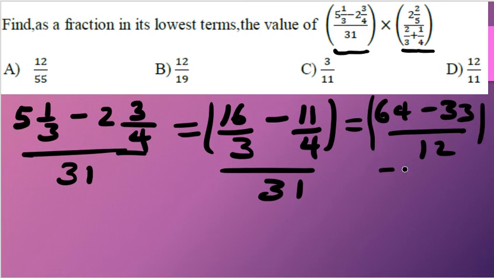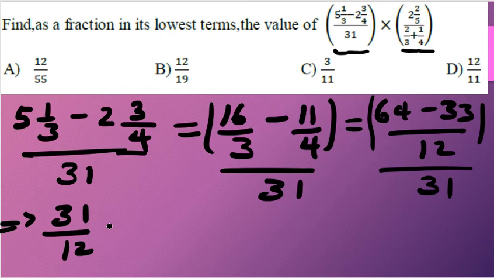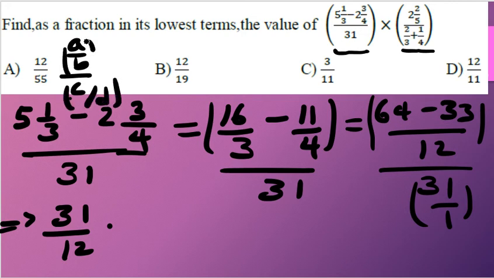This is the whole upper fraction over 31. 31 is also a fraction, by the way, because it is over 1. It's a fraction, don't forget. 64 minus 33 will be 31 over 12 times, as I said before, 31 is a fraction. This means over 1. So you have to flip it. Like I said before, when you have two fractions like a over b, the whole over c over d, this is the same as a over b times d over c. So I'm going to apply that rule, 1 over 31.